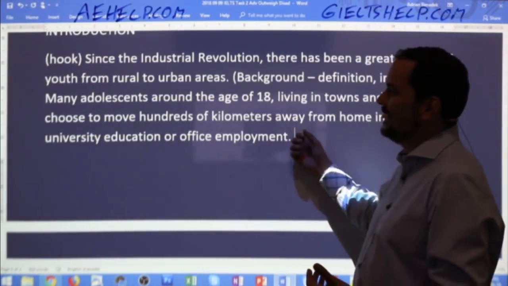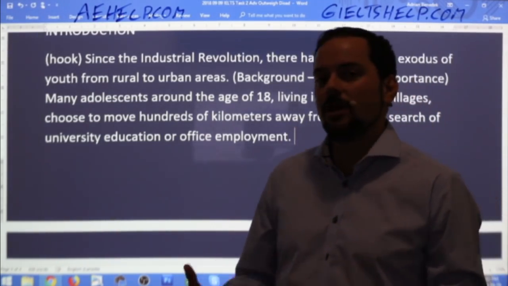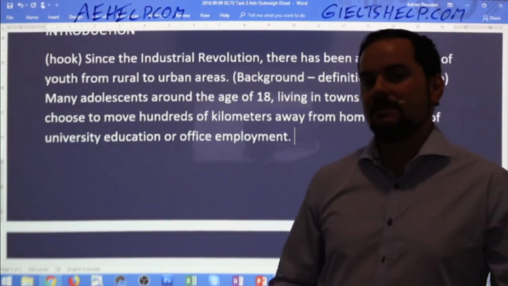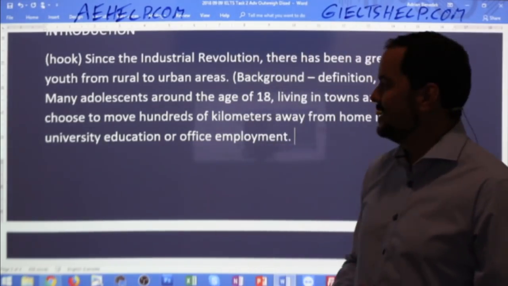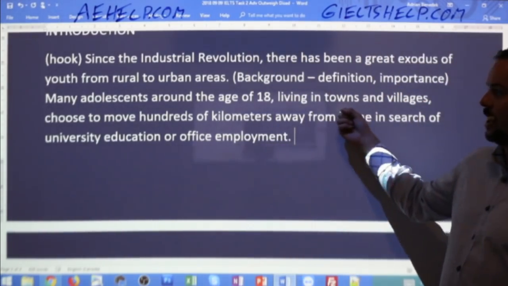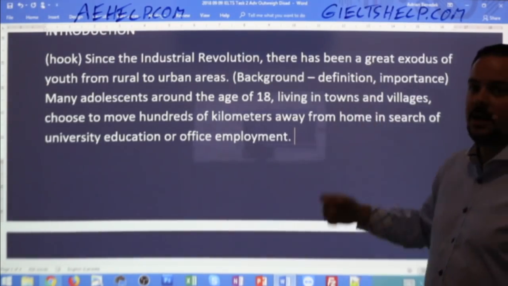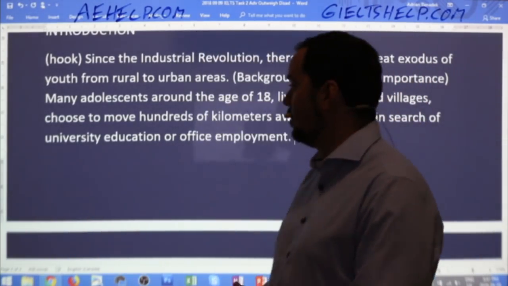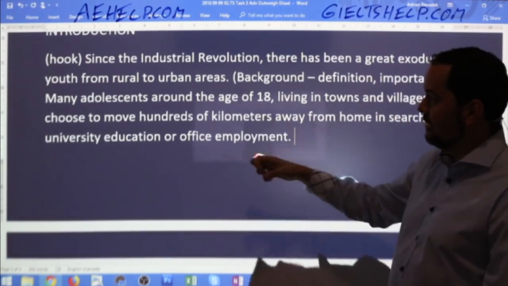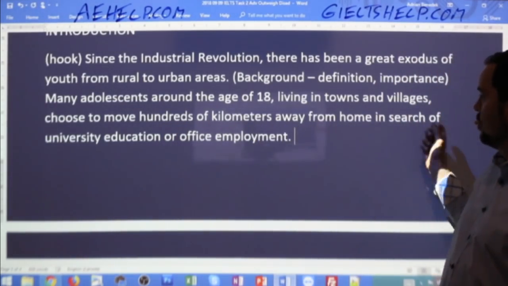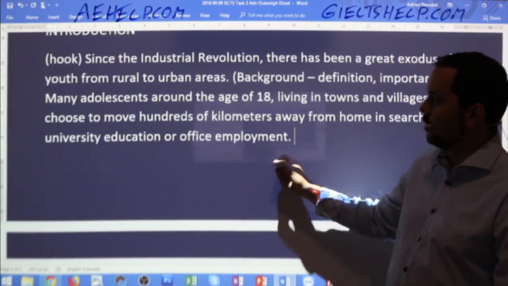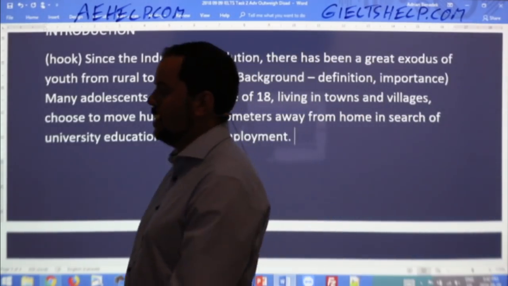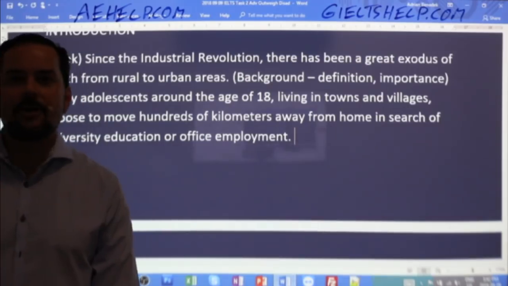But in this case, that doesn't matter for the question, because if you're only moving 10 kilometers away, then this question doesn't really apply. You can go back and help your parents on the weekend, or maybe even in the afternoon. You can drive a car, right? So in this case, we're probably not talking about rural areas that are just on the outside of the city and you can quickly zip back home after you're done your studies and feed the cows, okay? So I don't think that makes much sense. So I'm going to simply say move hundreds of kilometers away from home in search of university education or office employment. Again, I'm listing, so I have parallel grammar form there, okay? All right, so that would be a decent background.